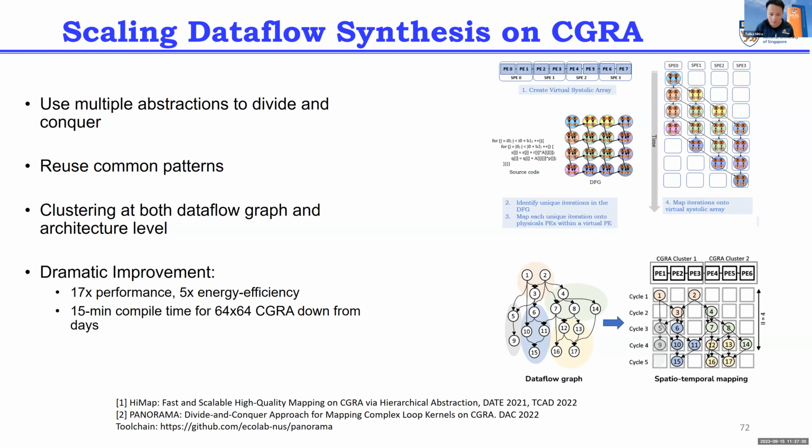And for the compilation time, for example, for a 64 by 64 CGRA, the previous compilation time might take days to compile. Yes, it took days to compile. But now it takes just 15 minutes to compile the complex DFG. We have open source code, so you can check the source code here to get more details.